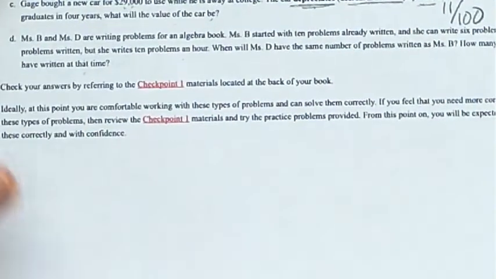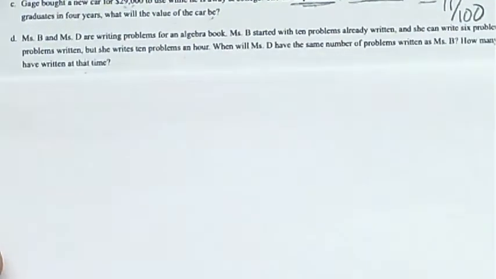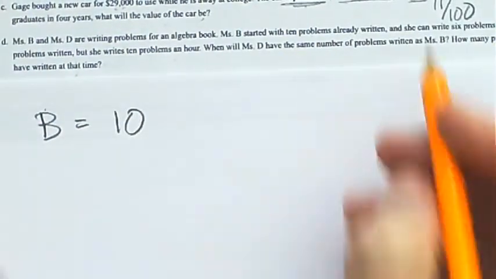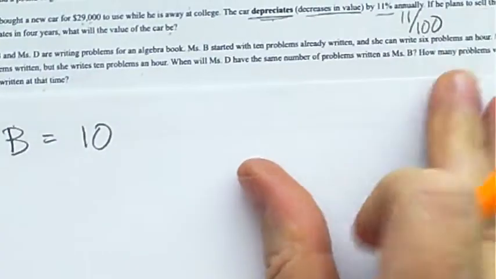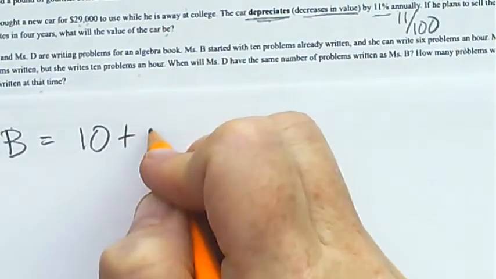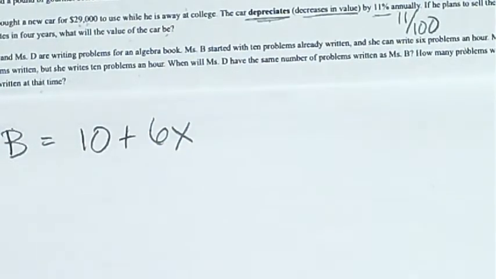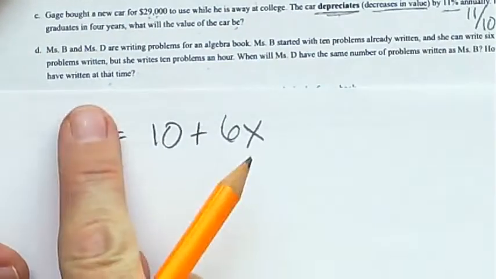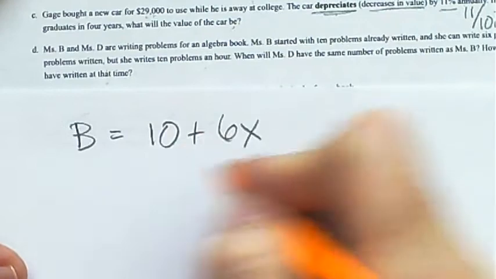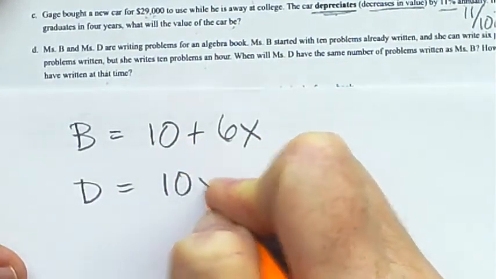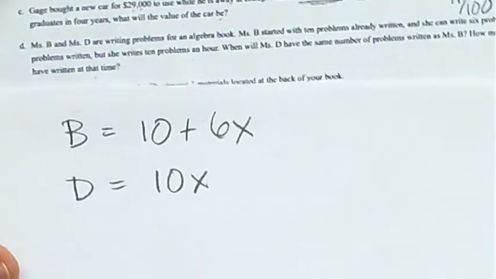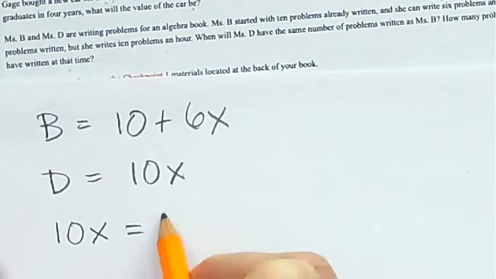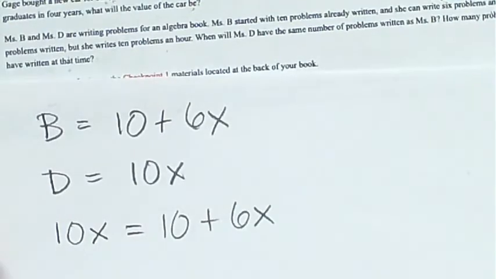Okay, so B started with 10 problems already, and then she's writing 6 problems an hour. So her equation is going to be 10 plus 6x. Miss D, she didn't have any problems written, but she writes 10 problems an hour. So D writes 10 problems an hour. When are they going to have the same amount? Well, let's just set these two equations equal to each other. Here's D, here's B. Let's solve for x.